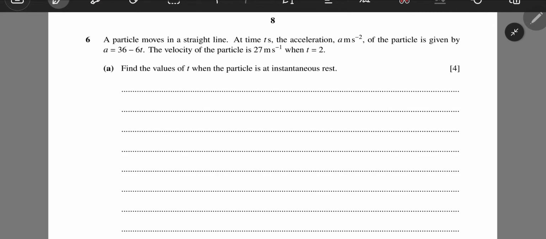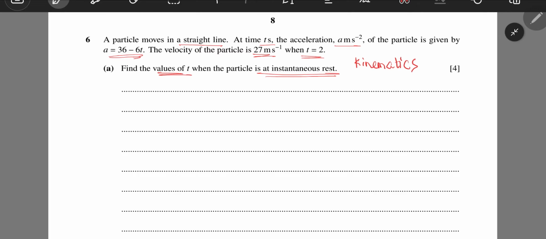This is question 6. A particle moves in a straight line. At time t seconds, the acceleration a meters per second squared is given by a equals 36 minus 6t. The velocity of the particle is 27 meters per second when t equals 2. Find the values of t when the particle is at instantaneous rest. This is a question of kinematics.